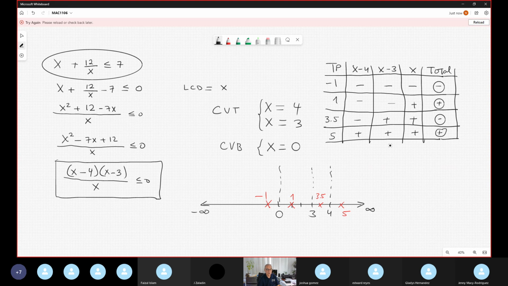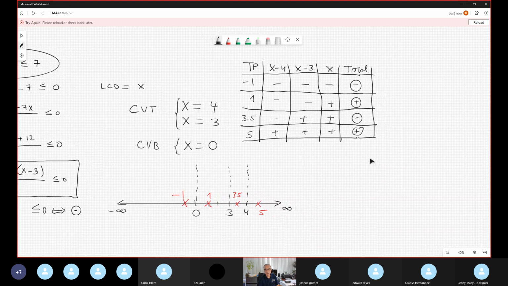According to our problem, less than or equal to 0 is equivalent to negative. So the negative, guys, in the last column is the true part. It's true here. And it's also true here. Okay, it's a crucial moment in which you highlight that interval and highlight this interval.